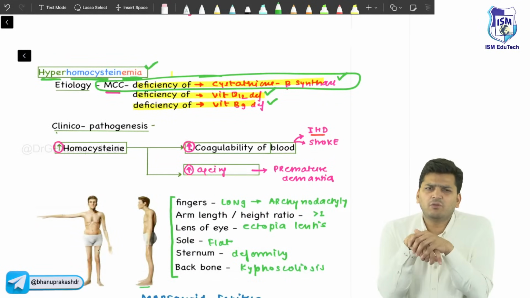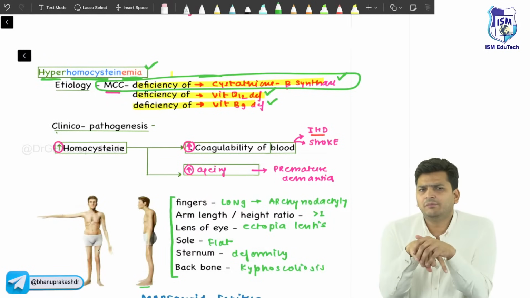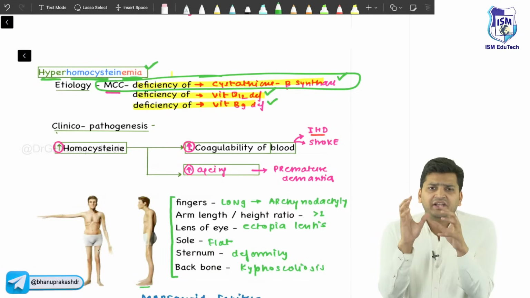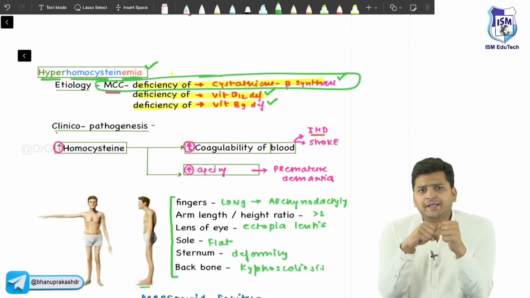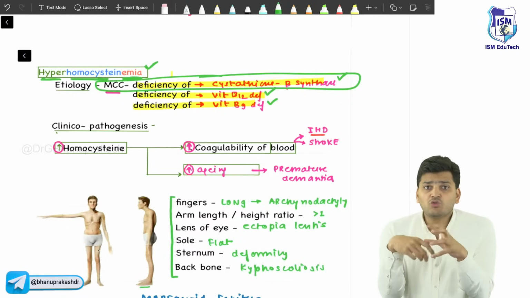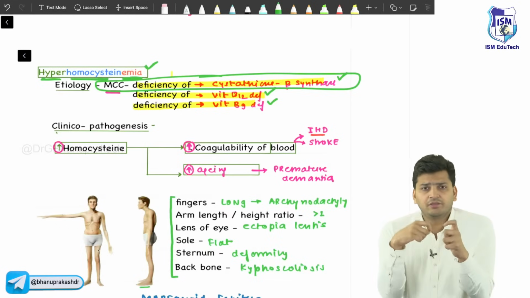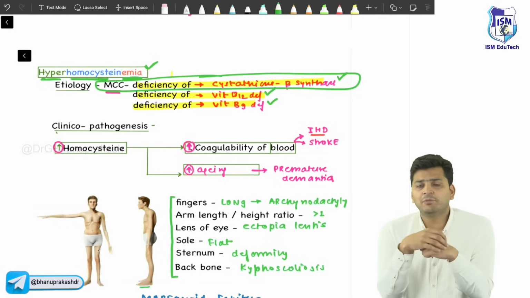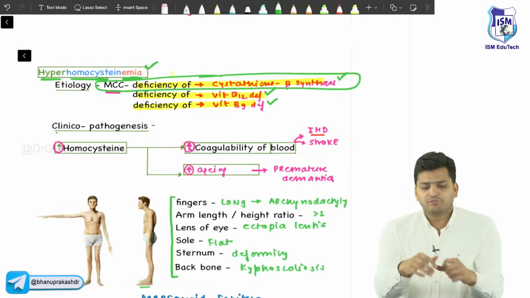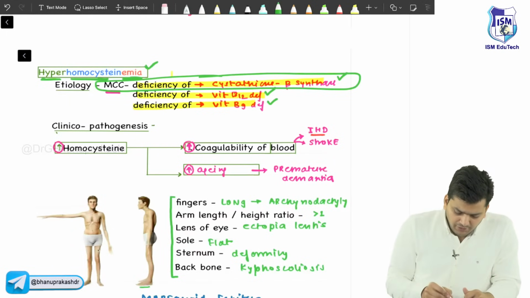Why are we so worried about homocysteine? It's an amino acid. Why are we worried? Homocysteine is a very bad amino acid. If it increases, it leads to thickening of the blood. It leads to atherosclerosis. Those who have more homocysteine have a chance that their blood becomes very thick. There is going to be deep vein thrombosis, atherosclerosis. The patient can develop coronary artery disease. So they ask this question on hyperhomocysteinemia.